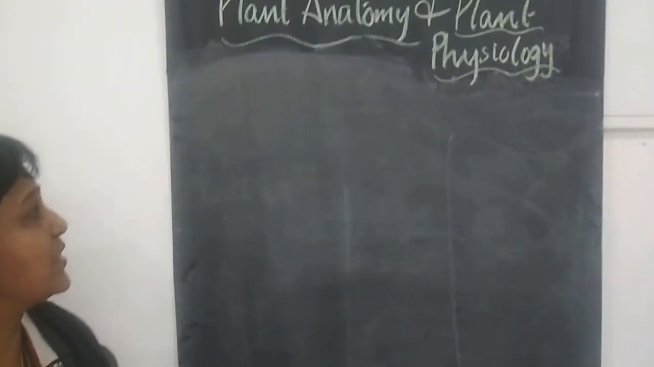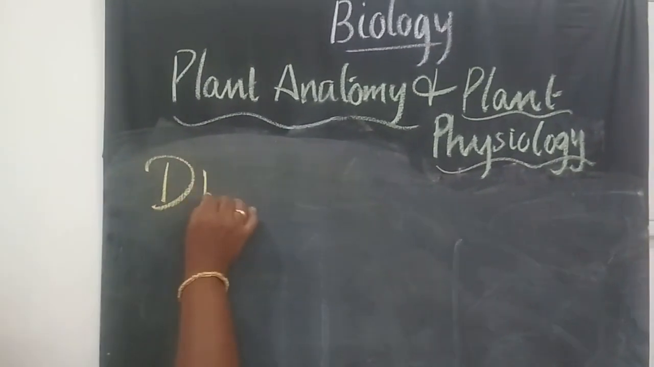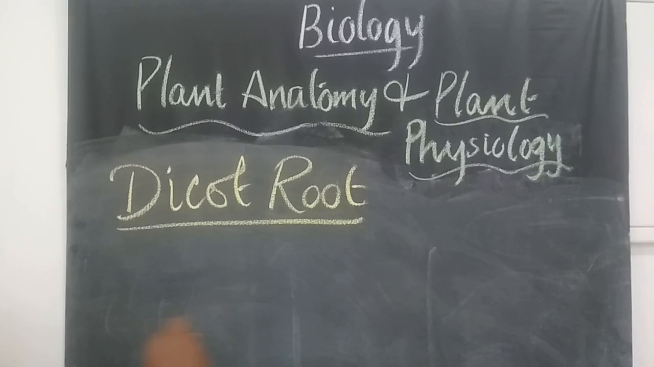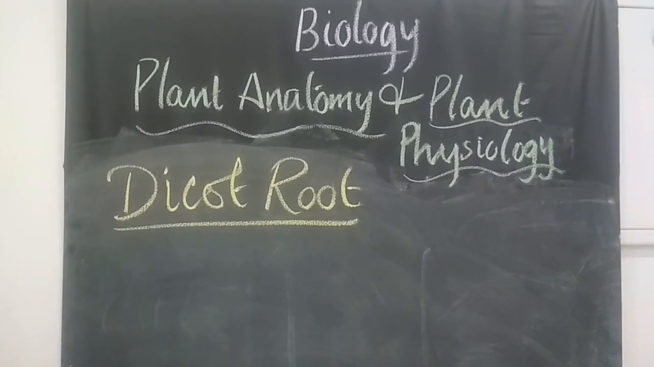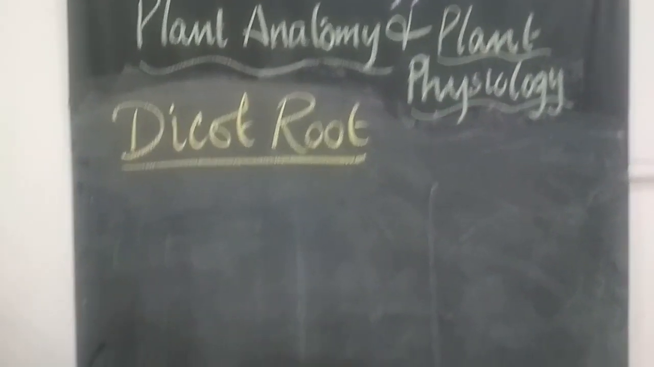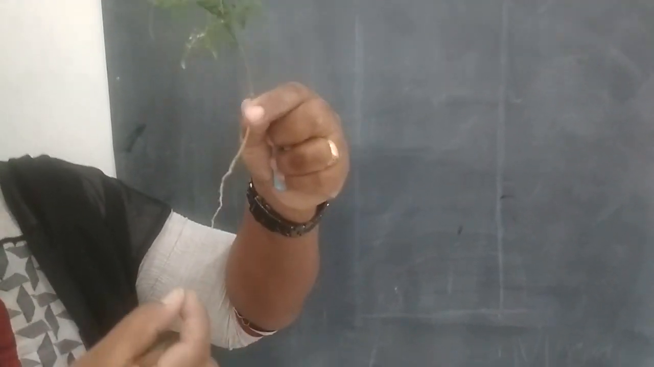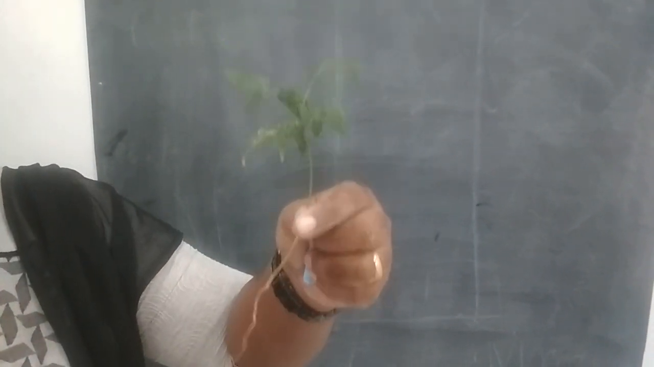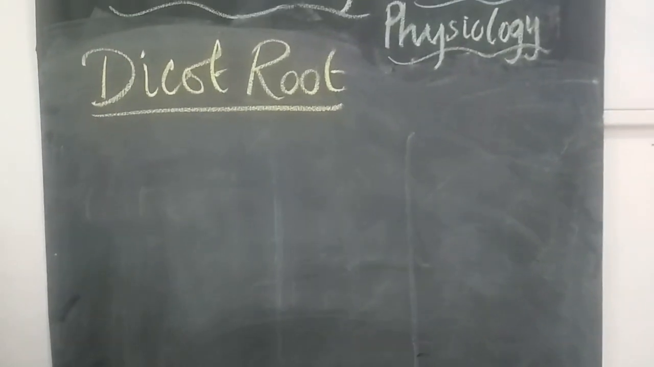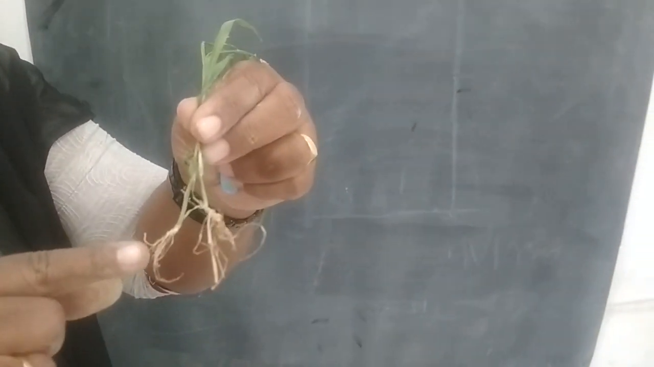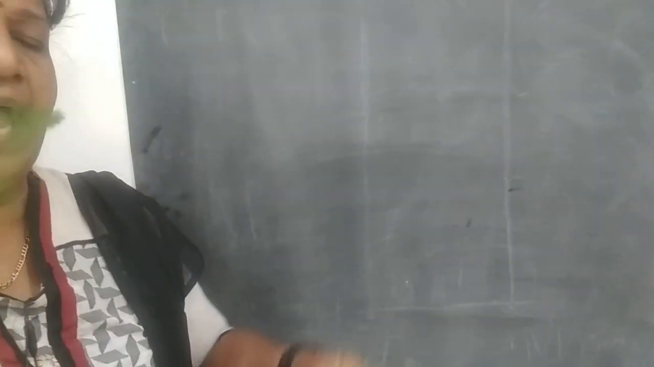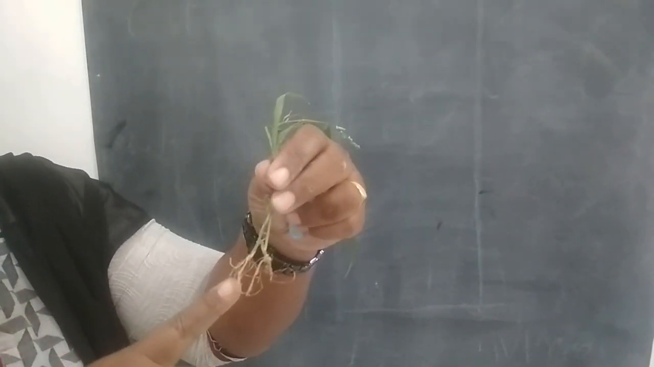Now coming to the internal structure of dicot root. Have you seen the dicot root? See here, this is a dicot root. It contains a long tap root. At the same time, when you take the monocot, for example grass, there are fibrous roots. So the difference is that the dicot has a long tap root, and the monocot has fibrous roots.